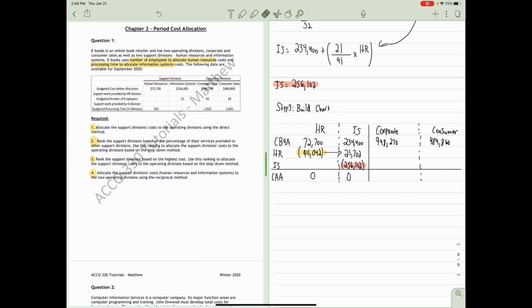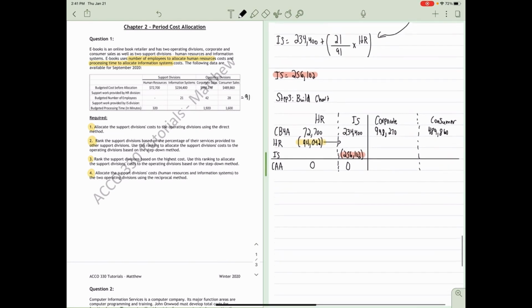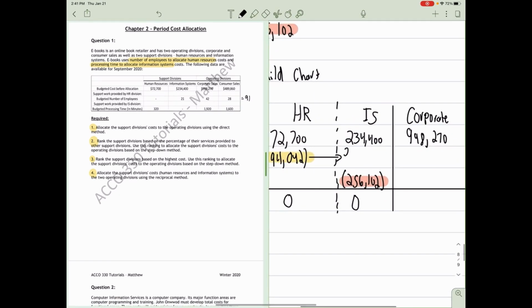Now, you could have done that with basic algebra like I just did, or you could do it the same way that we did in the step down direct method, where you could take the proportion. So if we're going to allocate the HR costs, if you want to make this a little bit harder for yourself, you don't want to use basic algebra, take the 94,042 and then multiply it by the amount that IS uses of HR. So remember, IS uses 21 employees out of the 91. So they should incur that percentage of the cost. So since IS uses 21 over 91, let's see what that gets us. 94,042 times 21 over 91. That gets us 21,702.